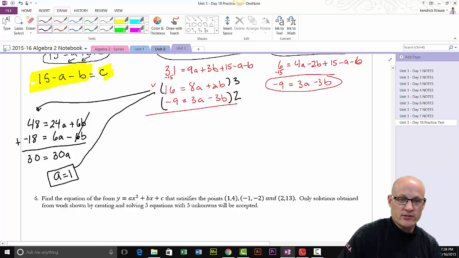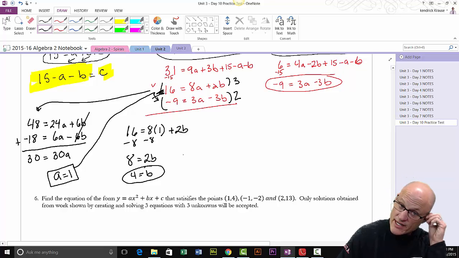Well, I'm going to plug that back into, oh, this one looks a little bit easier. Oh, no, it doesn't. The first one does. I'm going to plug in that first one. So 16 is equal to 8 times 1, because a is 1, plus 2b. Subtract 8, and I get 8 is equal to 2b. Divide by 2, I get b equals 4.